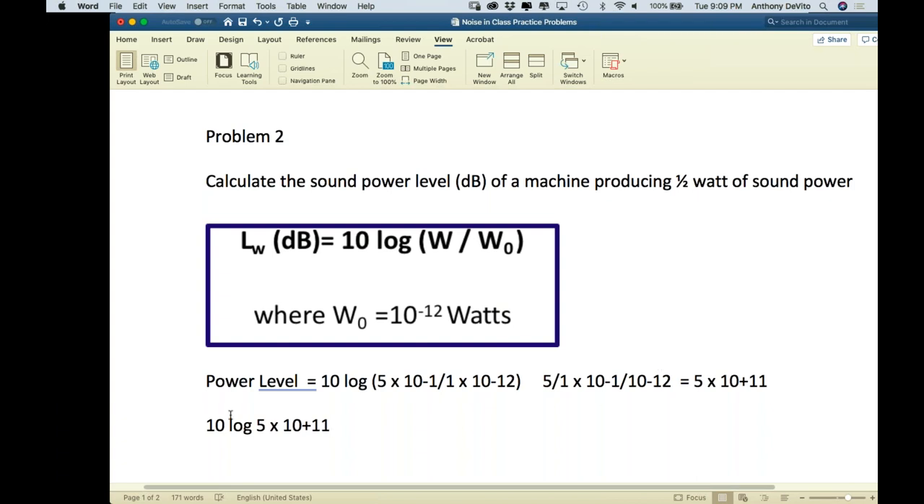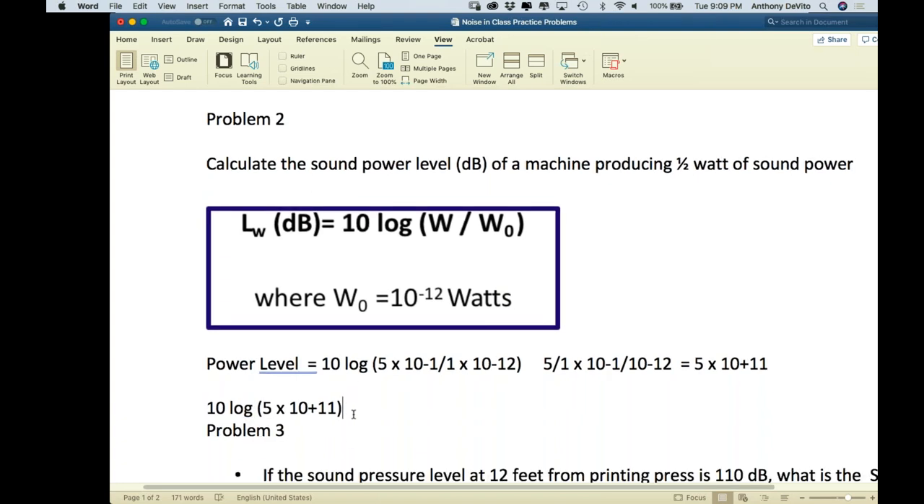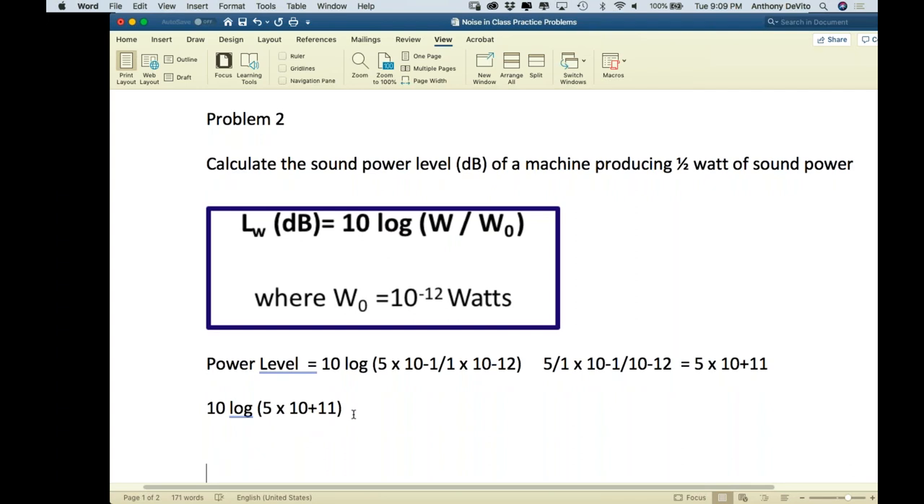Okay, so let's see. What is the logarithm of 5 times 10 to the 11th power? First of all, I'm going to put parentheses around that. Okay, so I'm going to add these. Yep. I don't know why it does that, and it's random too. It's not like it takes the same amount of time. I'm not even sure doing that brings it back. I think it just comes back on its own.